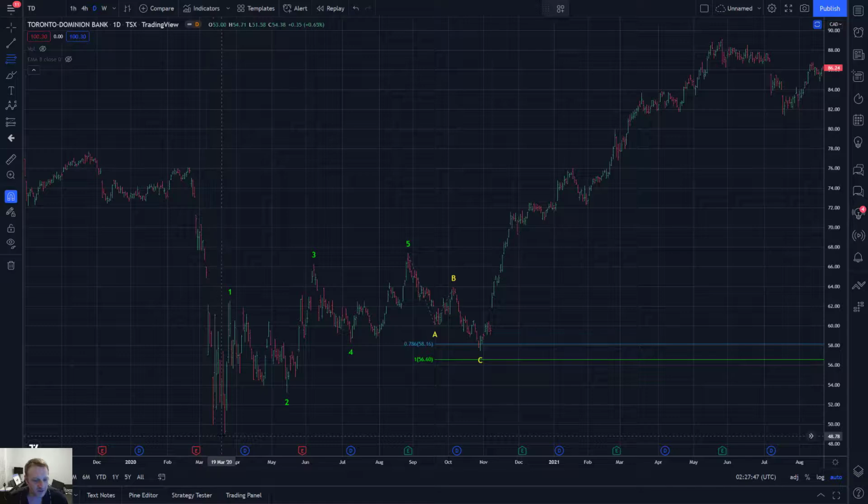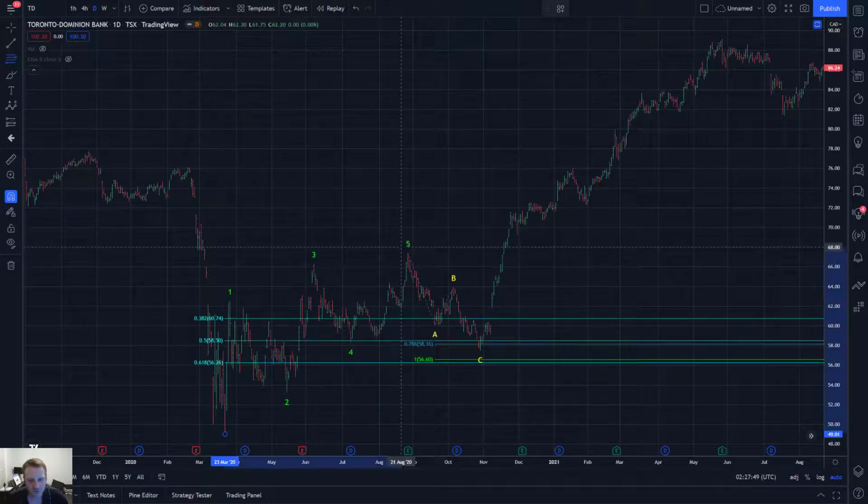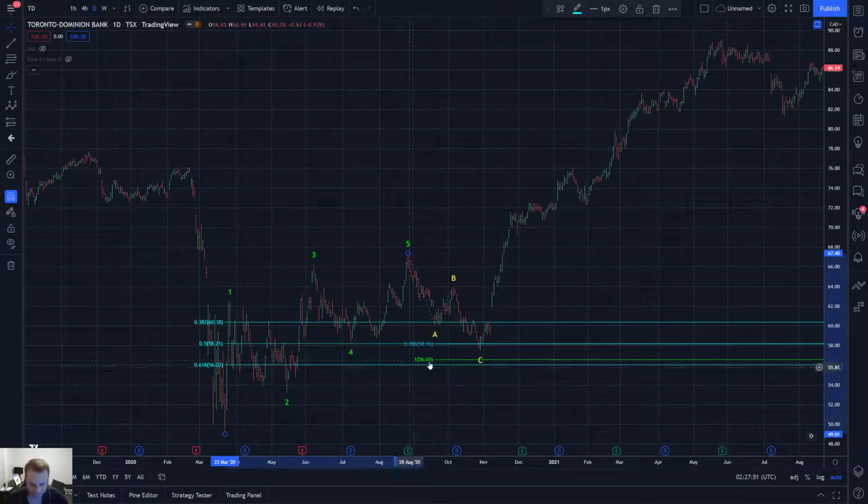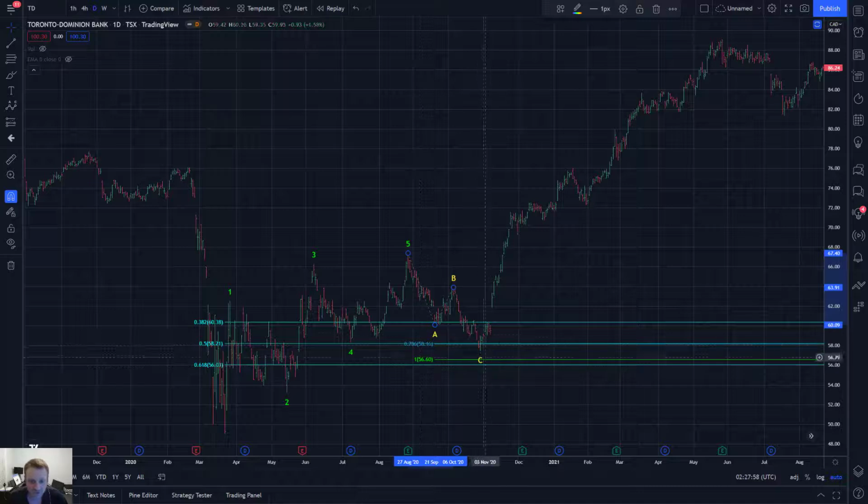What did we get for a Fibonacci retracement of this initial move up? Around the 50% retracement, between the 50% and the 61.8% retracement. Okay. So at that point, that was a viable place to try and enter to catch the next move up.